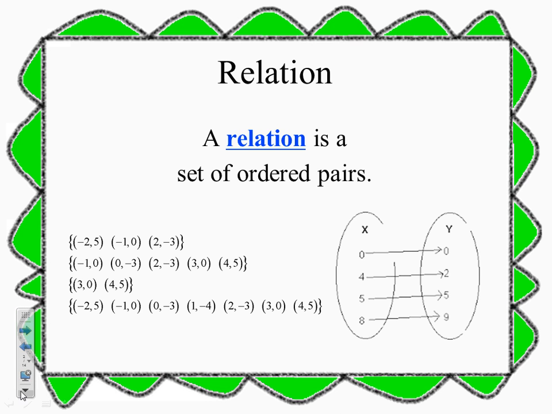So just like in a relationship, it should only be one girlfriend, one boyfriend. You can also see it this way as a map. This is called a mapping. Now, in a mapping, your x's are always going to be first, and your y's are going to be second. Now, you can make ordered pairs out of that. That means that the 0 is paired up with the 0. The 4 is paired up with the 2, the 5 is paired up with the 5, and the 8 is paired up with the 9. So those are your ordered pairs.